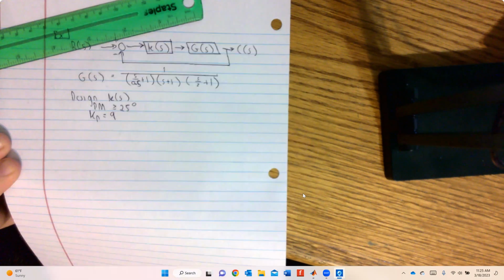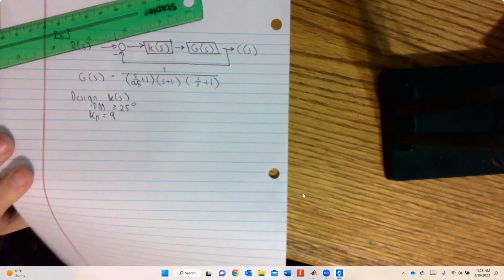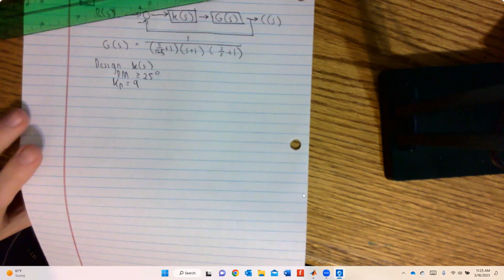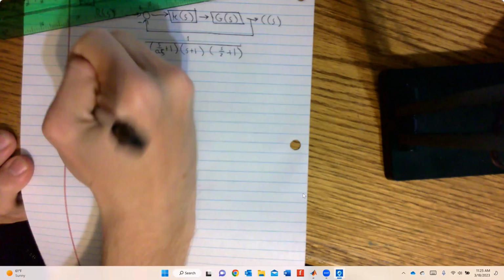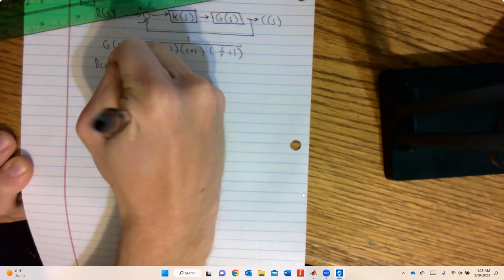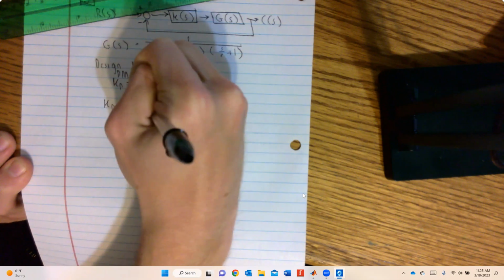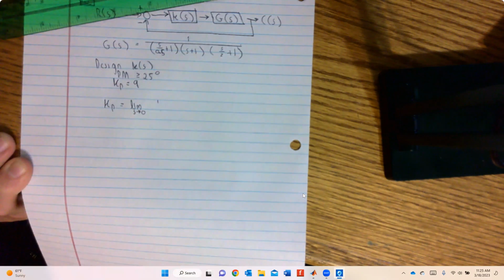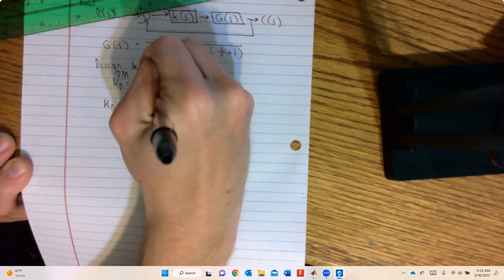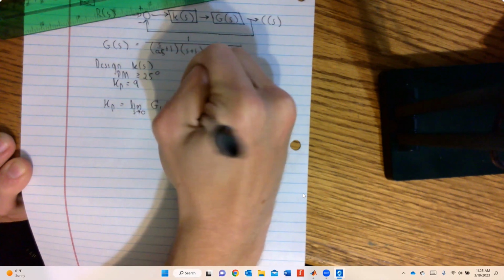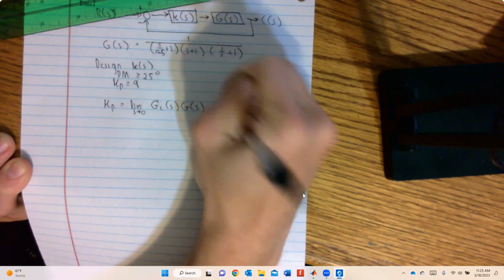And so what we need to do here is we first need to determine our requirements. Remember, the position constant, Kp, is equal to the limit as s goes to 0 of Gc of s times G of s, which is equal to 9. So that's what we know.